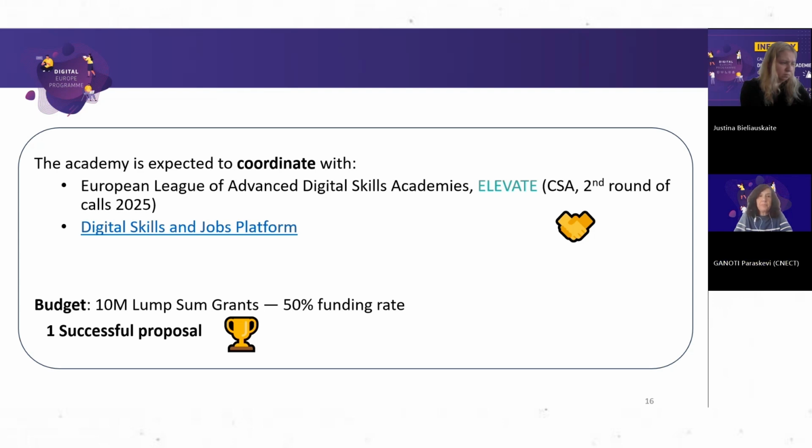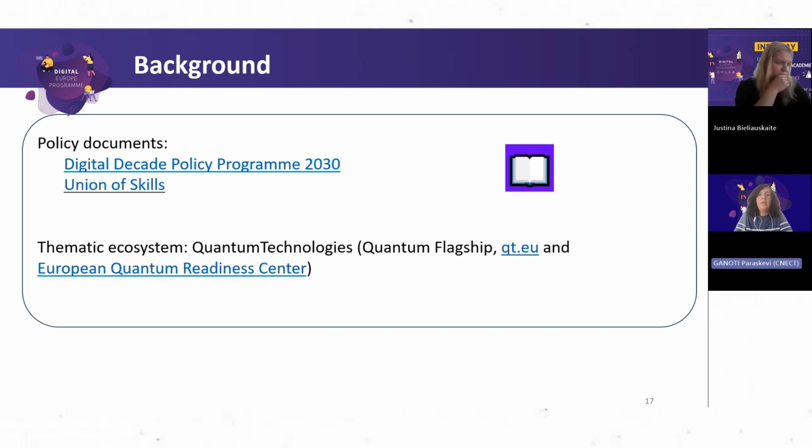Next slide, please. So just for the background, already Nadia has provided a lot of very useful links, but I put here the one of the Digital Decade Policy Program and the Union of Skills. And regarding the thematic ecosystem, please visit our Quantum Flagship website, QT.edu, and the European Quantum Readiness Centers. You can find a lot of information there about what we are doing, the projects that are running, but also information on specific educational skills initiatives, the masters that are currently running in Europe, etc.